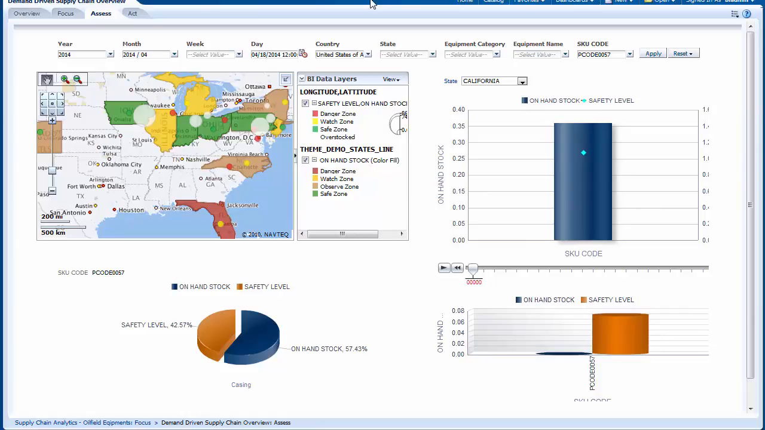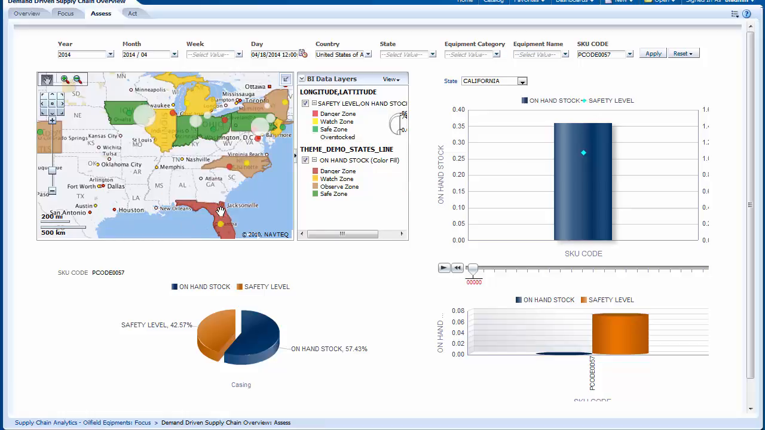As you must have noticed, when we navigated from the focus to the assess tab, the context remained the same. We still have the context for the same product. Now I want you to focus on the geospatial chart shown in the dashboard. The color in the chart provides an indication of the demand supply situation for this particular product, the product production casing. Reds are the danger zones, yellows are the watch zones, greens are the safe zones, and whites are the overstocked zones. If you hover over the pie, all the details in that particular rig are shown.